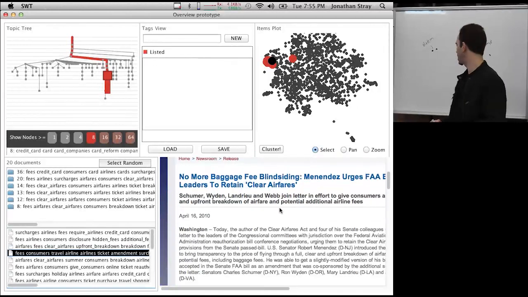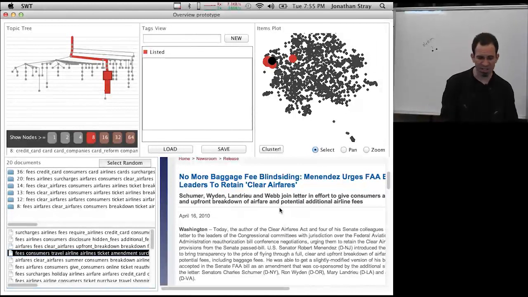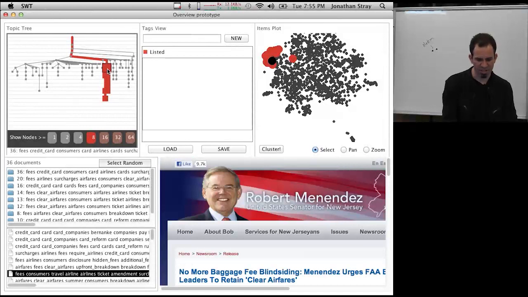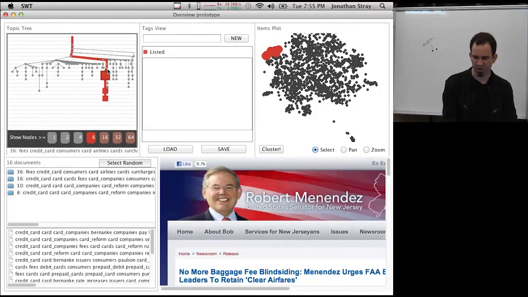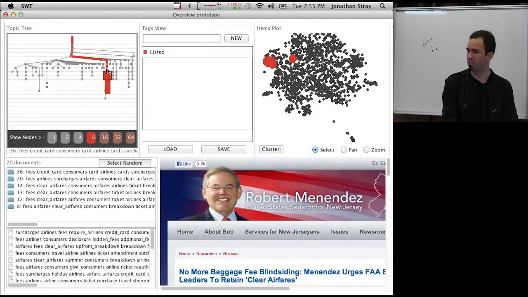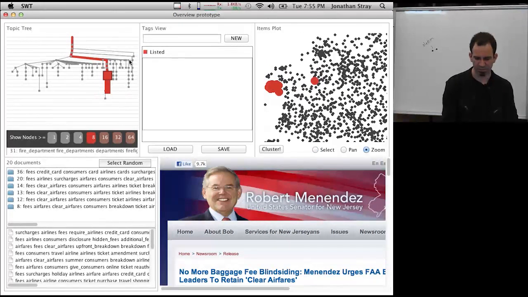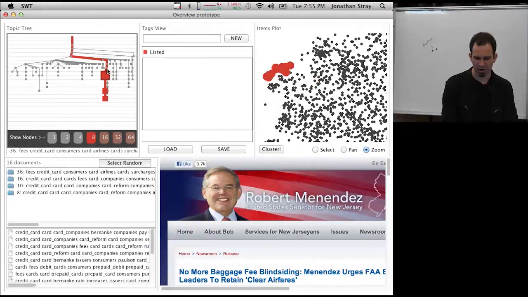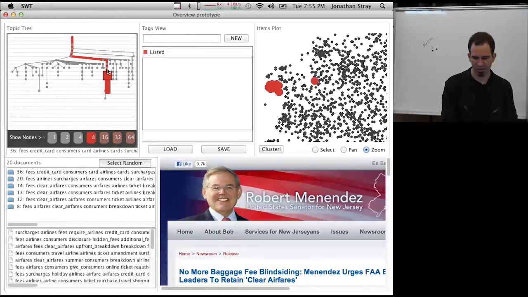So in fact, for this document set, you can actually see it. There's the whole fees category. There's the left side, which is credit card fees. There's the right side, which is airline fees. And you can see it's like the top and the bottom of this group on the right. So there you go. Everything, credit card fees, airline fees. It's also got this one outlier over here, which is kind of interesting that it got grouped.